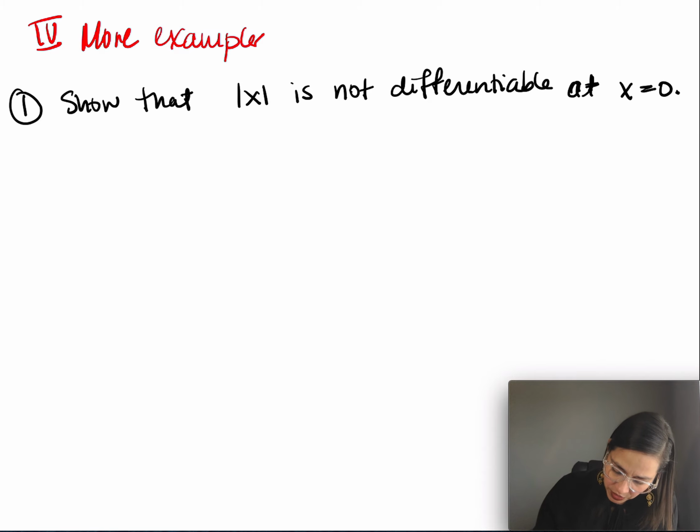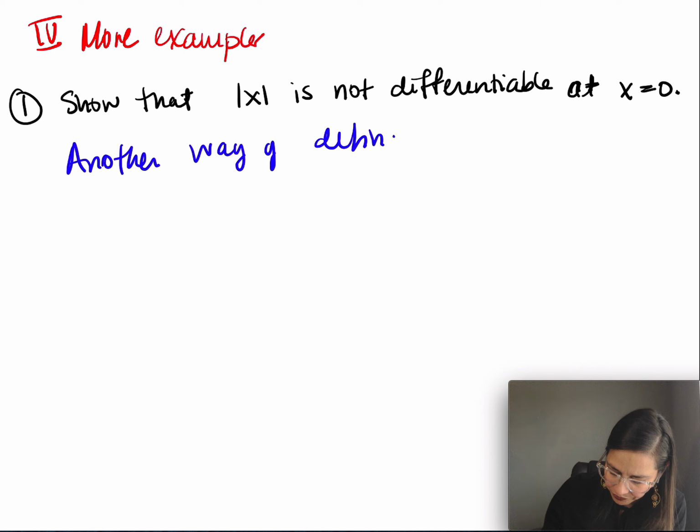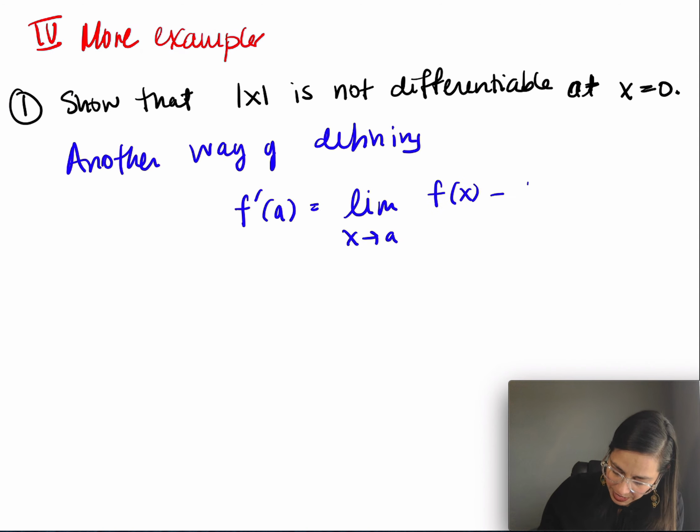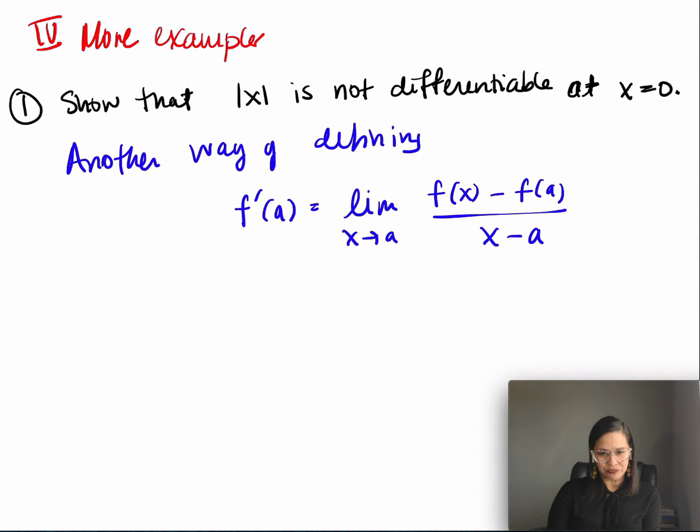So another way of defining the derivative at A, so another way of defining f prime of A, is the limit as x goes to A of f of x minus f of A all over x minus A, okay? So now this is the derivative that I want to compute, okay?